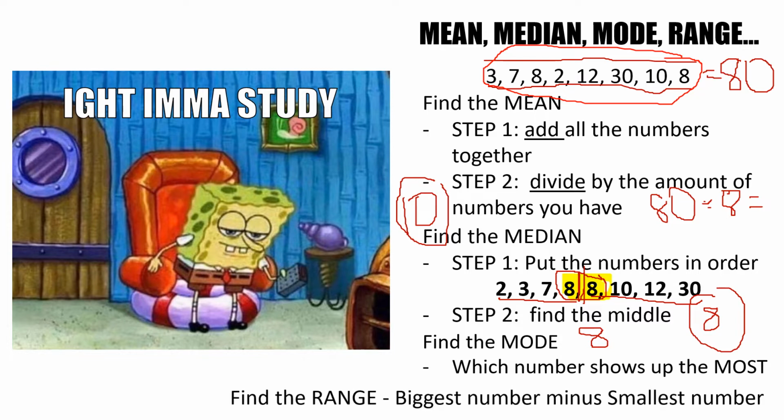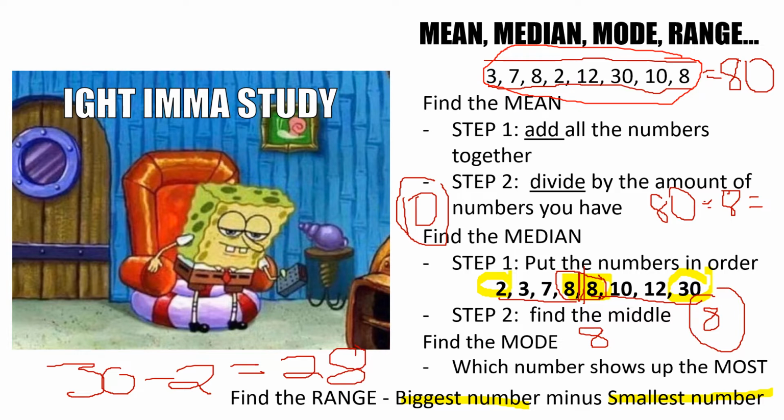The range is simply taking the biggest number and subtracting the smallest number. So again, looking at the list in order, it's easy to see that 2 is my smallest number and 30 is my biggest number. So in order to find the range, all I have to do is 30 minus 2, and you're going to see that your range is 28.